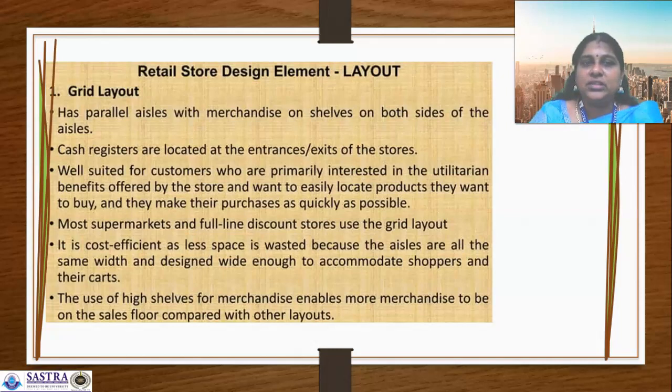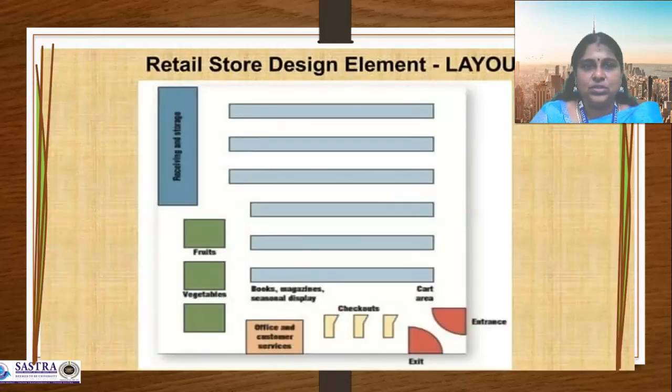Most supermarkets and full-line discount stores use the grid layout. It is the most efficient, as less space is wasted because the aisles are all the same width and designed wide enough to accommodate shoppers and their carts when they are moving around the place. The use of high shelves for the merchandise enables more merchandise to be on the sales floor compared with other layouts. So in the store layout designs, you can witness it.